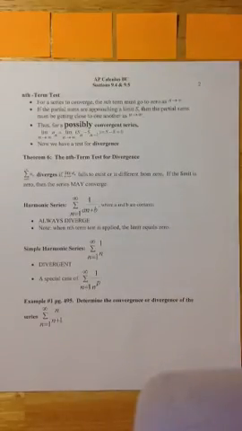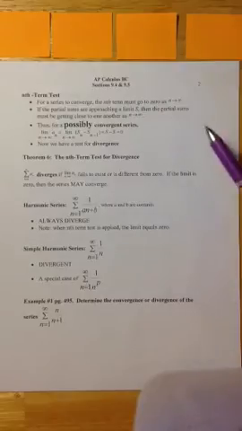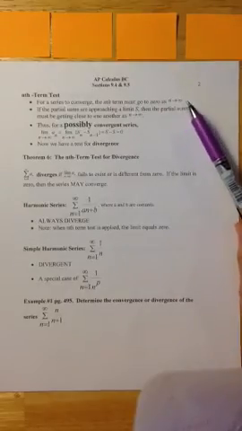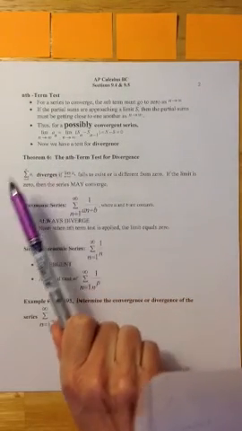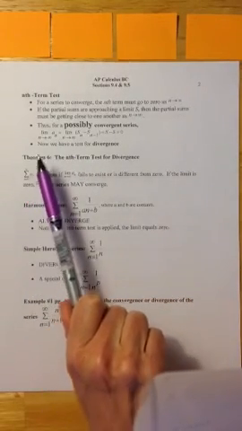On the next page is something called the nth term test, and we say for a series to converge, the nth term must go to 0 as n approaches infinity. So in other words, as we start writing more and more terms, they're getting smaller and smaller, not contributing very much to the overall sum.